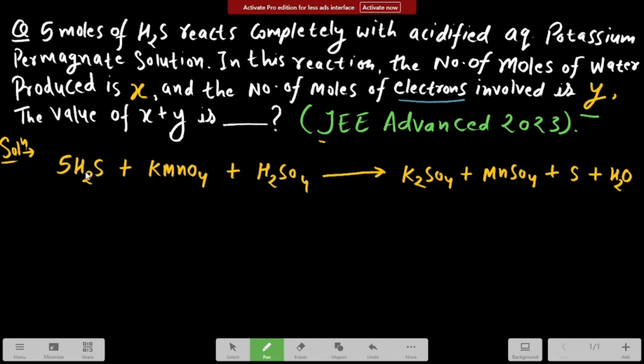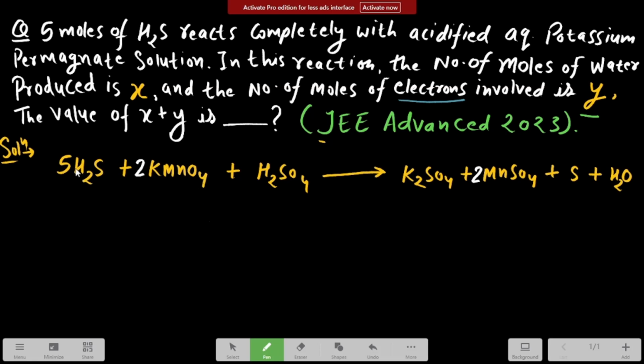Here is 1 potassium, and here is 2 potassium. So let's multiply this KMnO4 by 2. So we got 2 potassium here, 2 potassium here, and 2 manganese. So let's multiply manganese with 2. So 2 manganese is here, 2 manganese is here. Now we will balance the sulfur. You can also balance the oxygen, hydrogen, whatever you like, but I am balancing the sulfur.